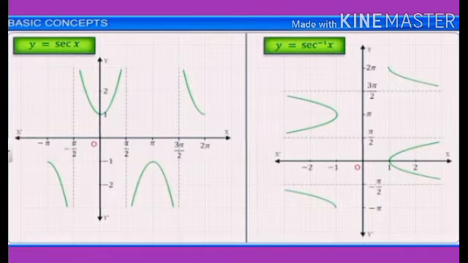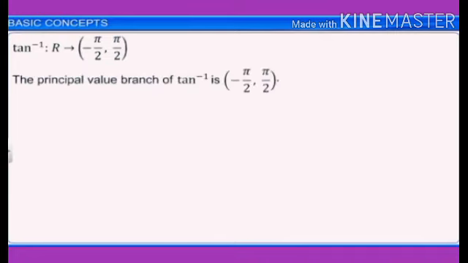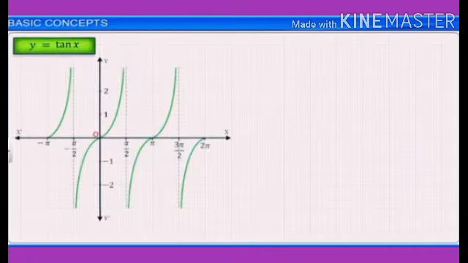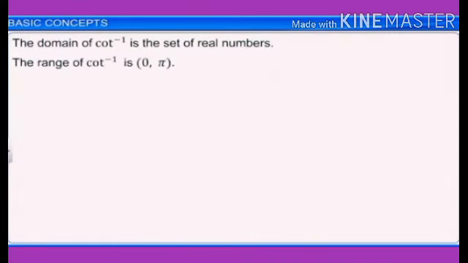The domain and range of the inverse tangent function are the set of real numbers to open interval -pi upon 2 to pi upon 2. The principal value branch of tan inverse is an open interval -pi upon 2, pi upon 2. The graphs of the functions tangent and its inverse are given here. The domain and range of the inverse cotangent function are the set of real numbers and open interval 0, pi, respectively. The principal value branch of the cotangent inverse is an open interval 0, pi. The graph of the functions cotangent and its inverse are given here.